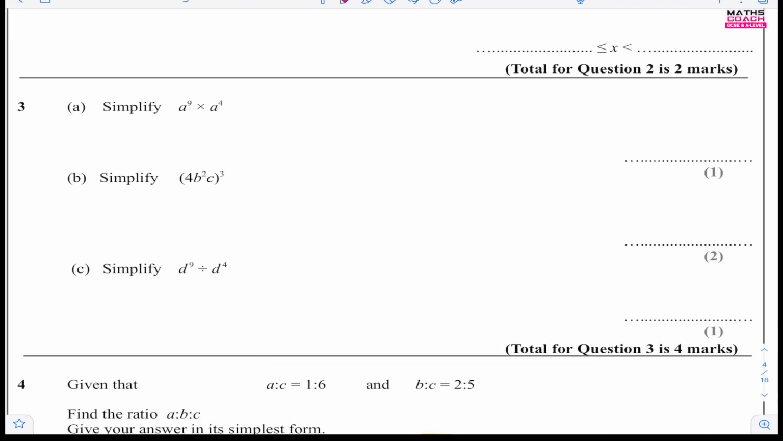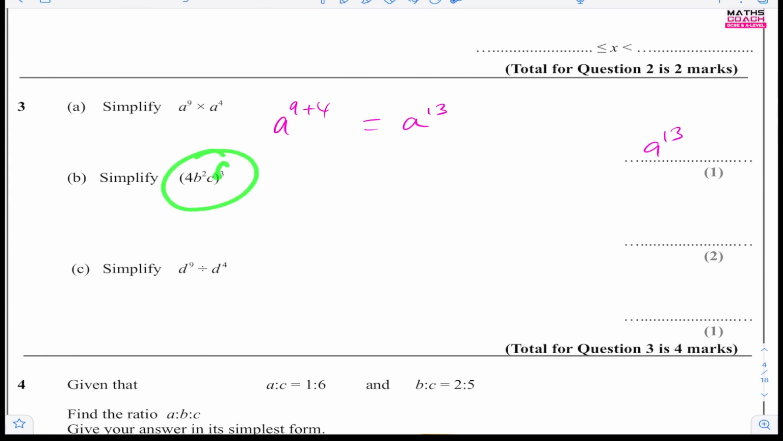Okay, so question 3, simplify a to the power of 9 times a to the power of 4. So what we do here is we just add the powers together. So 9 plus 4, that gives us a to the power of 13. So a to the power of 13 is our answer.